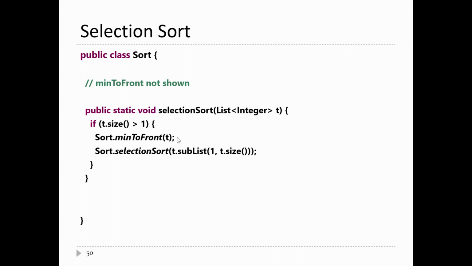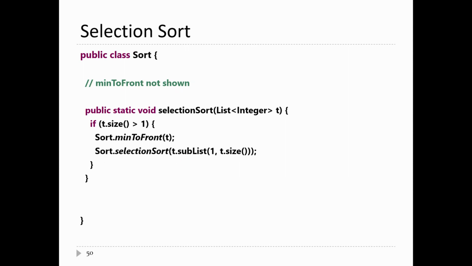Now, min to front doesn't have to be recursive. It could be iterative, so that could be an iterative version of min to front. All it has to do is move the smallest element to the front of the list T. The recursive part is there. And also notice in this case, there doesn't appear to be a base case, but there is in fact a base case. The base case here is if the size of the list is 1 or 0, do nothing. But you don't need that base case here. It only calls the recursive case if the size of the list is greater than 1, and away you go. So there is the recursive version of selection sort.